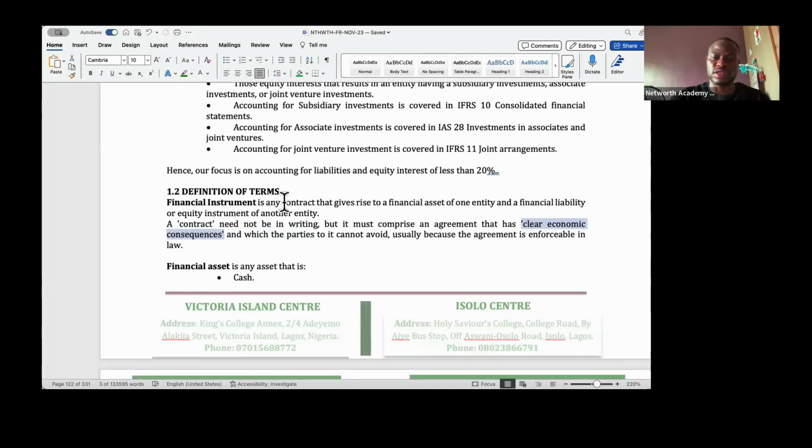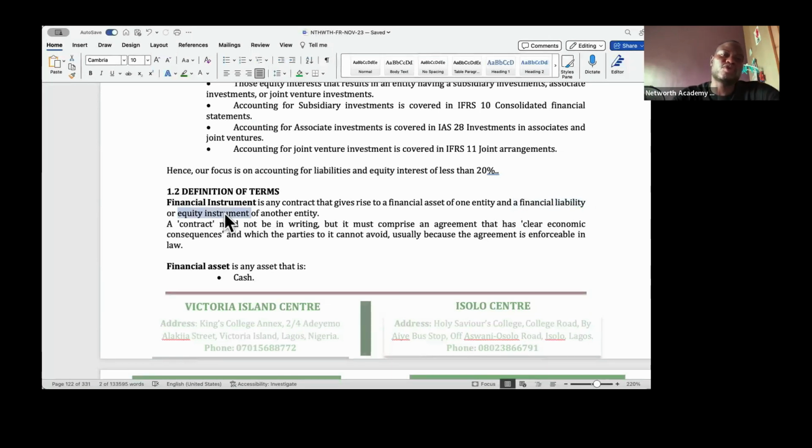So for a financial instrument to exist, there has to be a contract. It is a contract. That is what it's all about. Now, the next thing is that this contract would give rise to a financial asset of one entity and a financial liability or equity instrument of another entity. That goes to show that this contract would have at least two parties. One party must have a financial asset. Another party must have either a financial liability or equity instrument, either of the two.